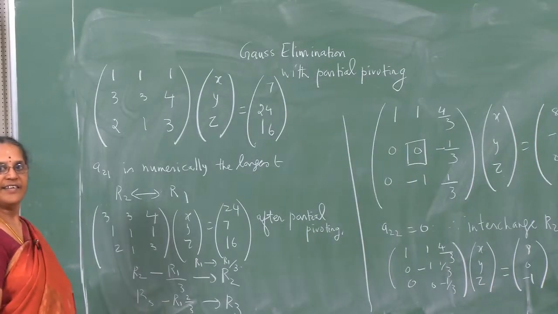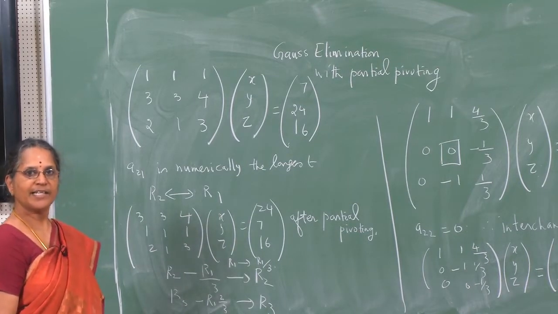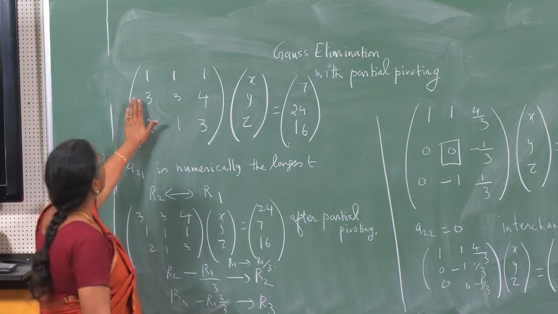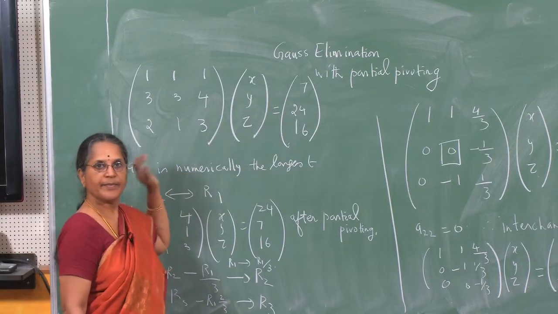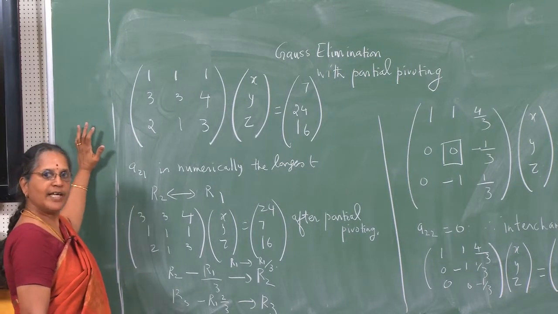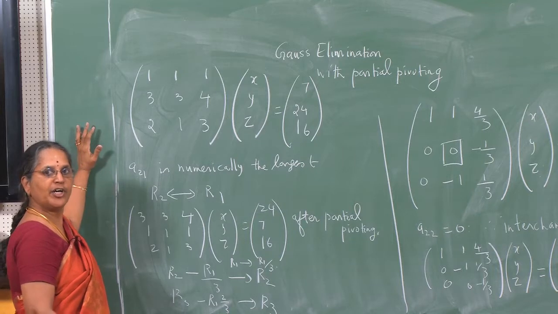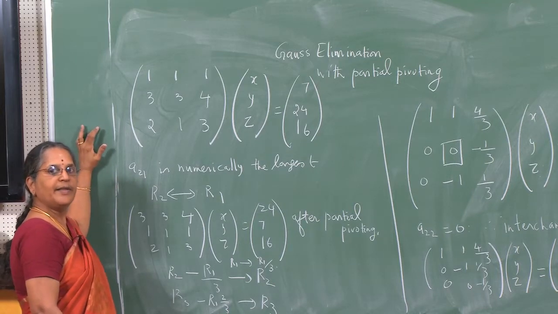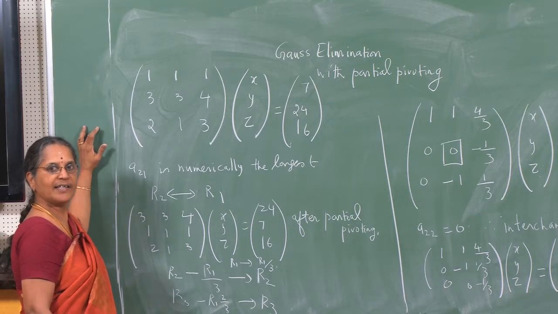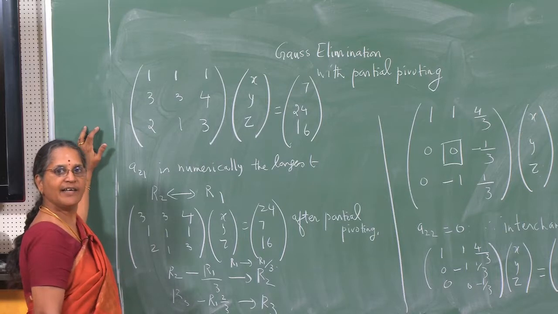Let us consider this example and apply Gauss elimination with partial pivoting. So, I am given a system Ax equal to B. I would like to apply Gauss elimination with partial pivoting. So, I would like to ensure that the pivotal equation that I choose at any step is such that the pivot in that equation is numerically the largest.